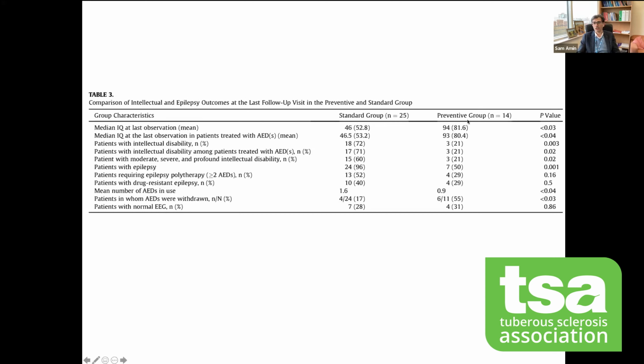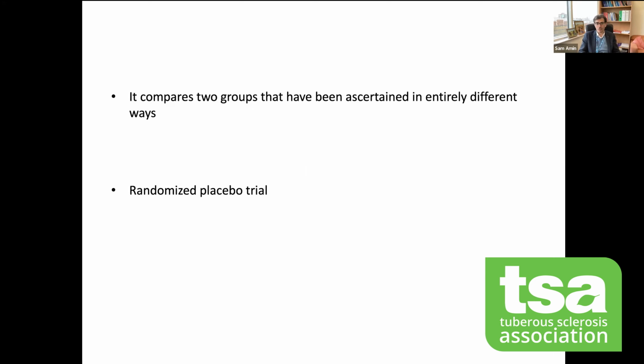So again, this table shows you, as you can see, preventative group, standard group. If we look at the IQ, you can see the preventative group IQ is better than the standard group. If you look at patients with epilepsy, 3 versus 15. So most of these numbers you can see here, these are all better compared with this side. So again, the follow-up study shows us that the preventative treatment was better than the standard treatment.